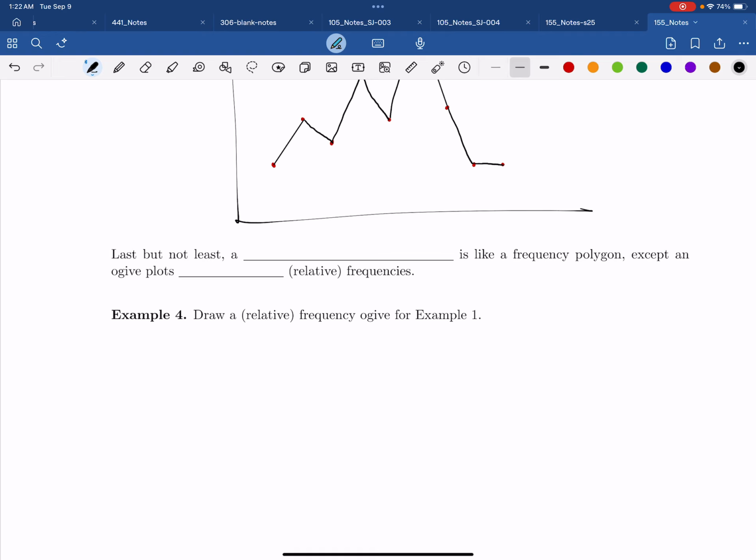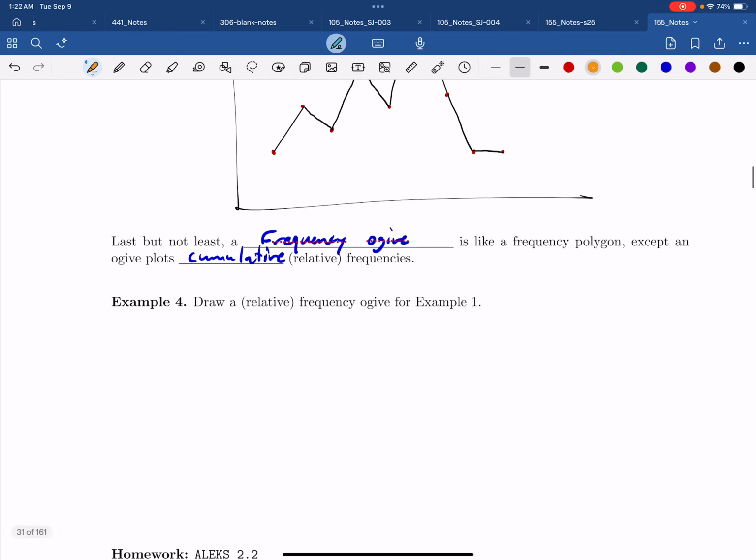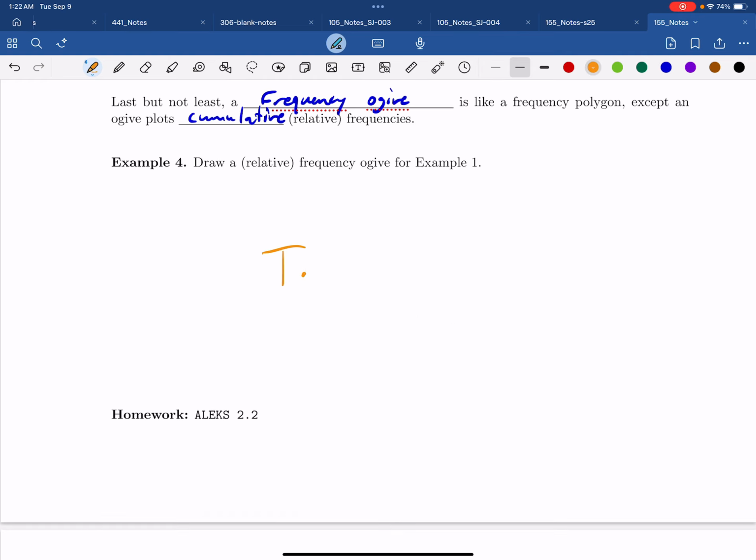And I guess we do have something called an ogive, which we call a frequency ogive. I had never heard of this before using this textbook. But it plots cumulative relative frequencies. This is not really something we worry about too much, so I'm just going to let you try that one. That's what we've got.